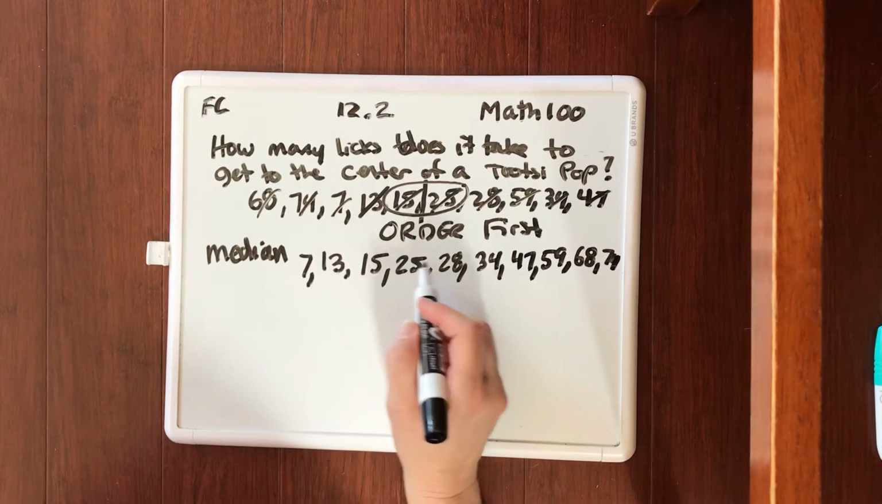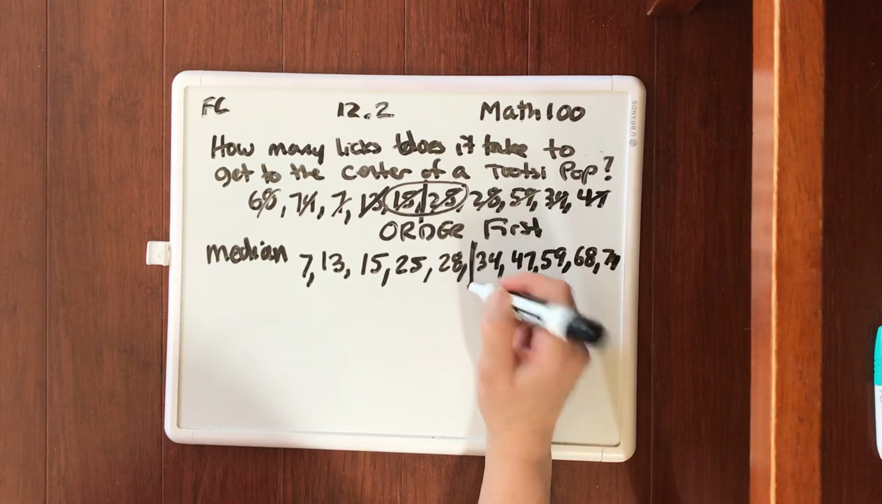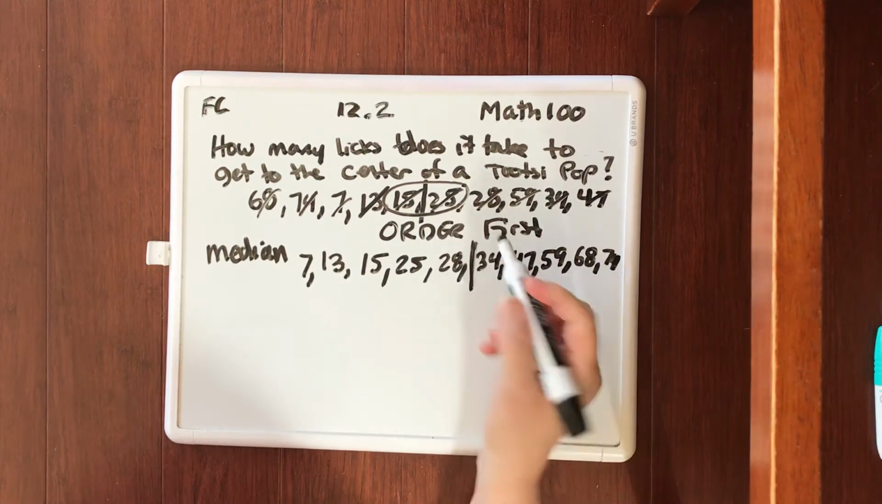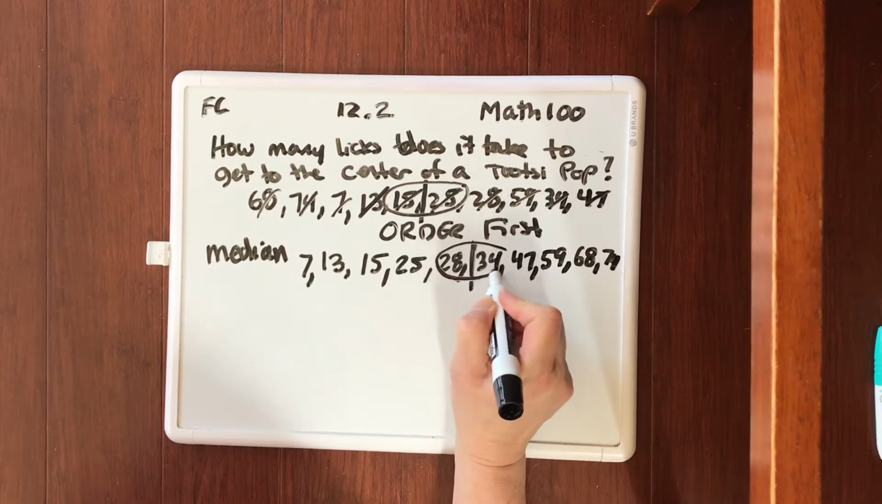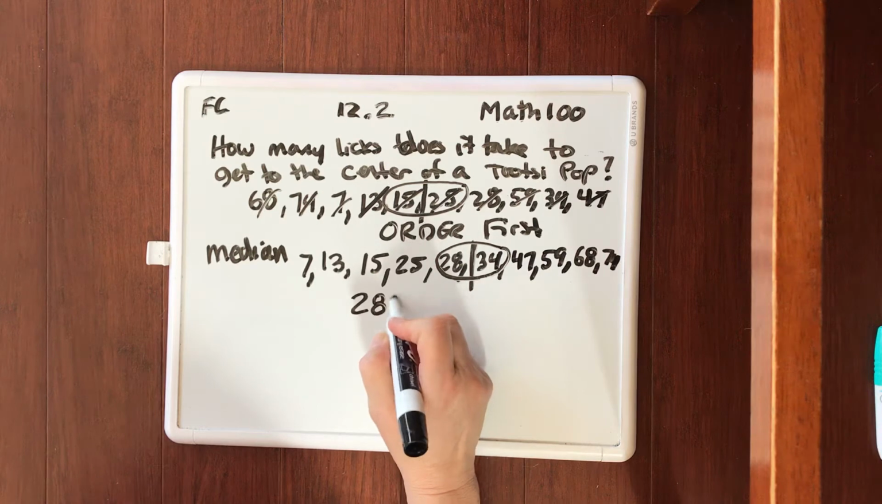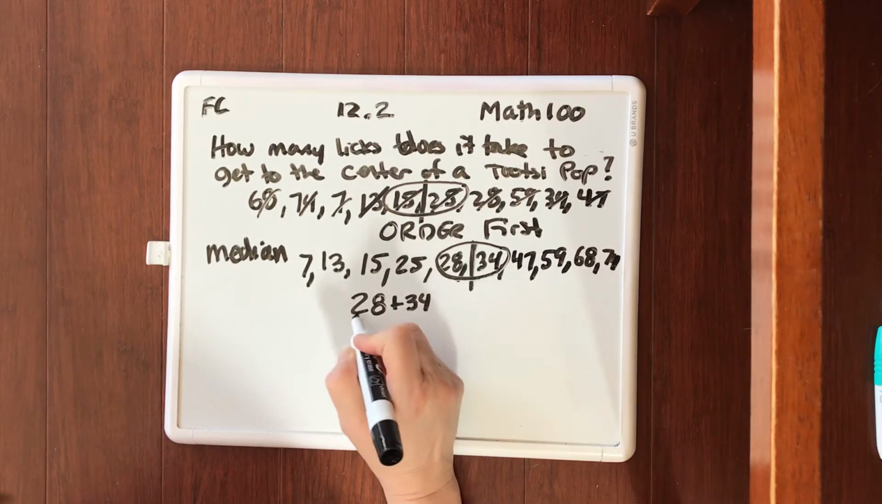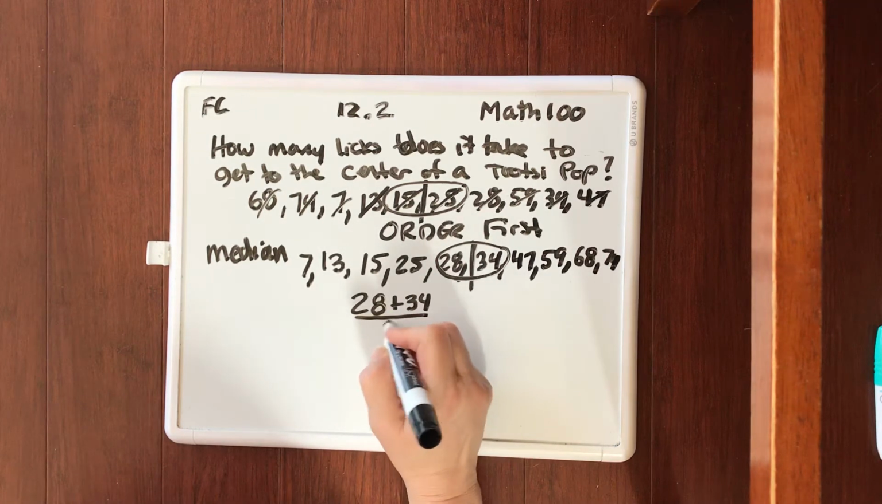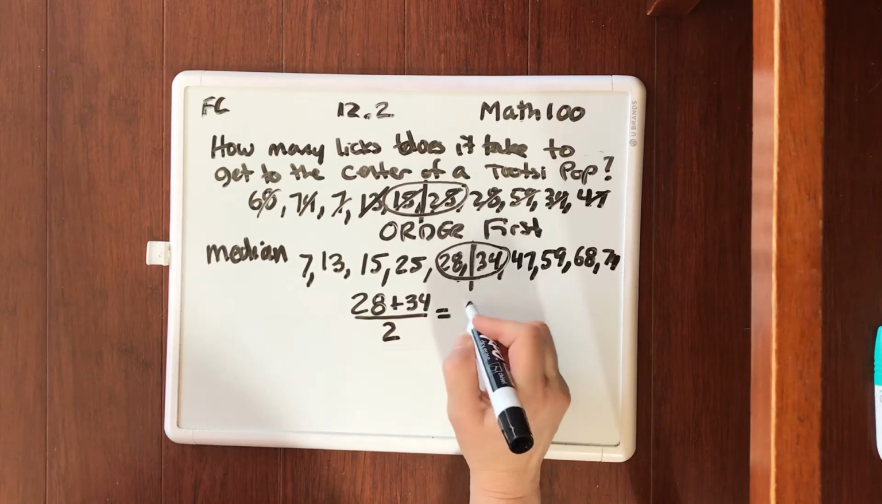Okay, now we can find the median. 1, 2, 3, 4, 5. 1, 2, 3, 4, 5. So we take the middle two and take the average, and that will give us the median. 28 plus 34 divided by 2 equals 31.